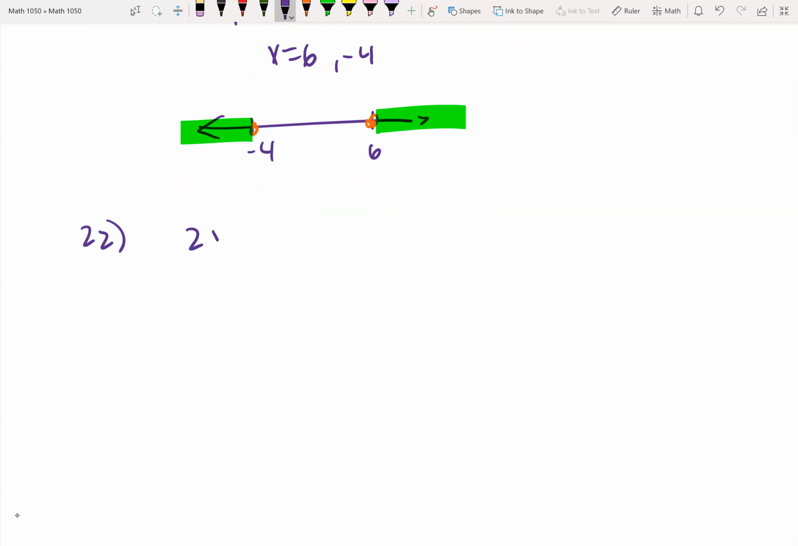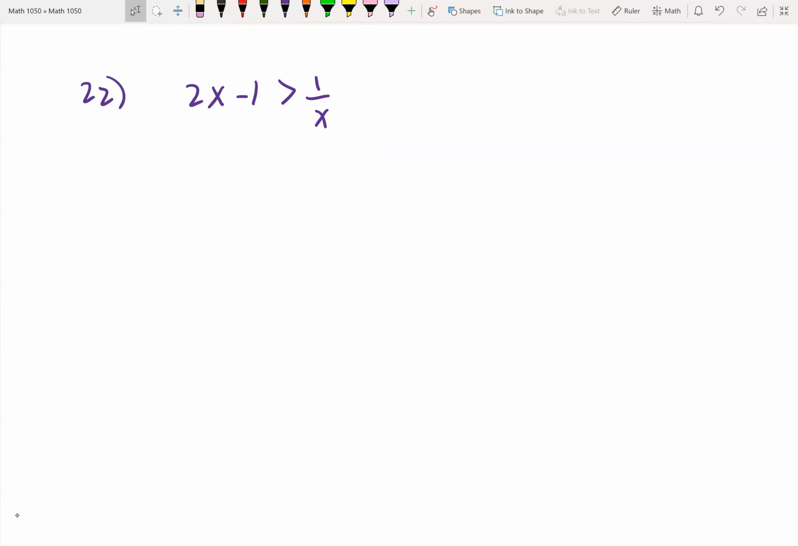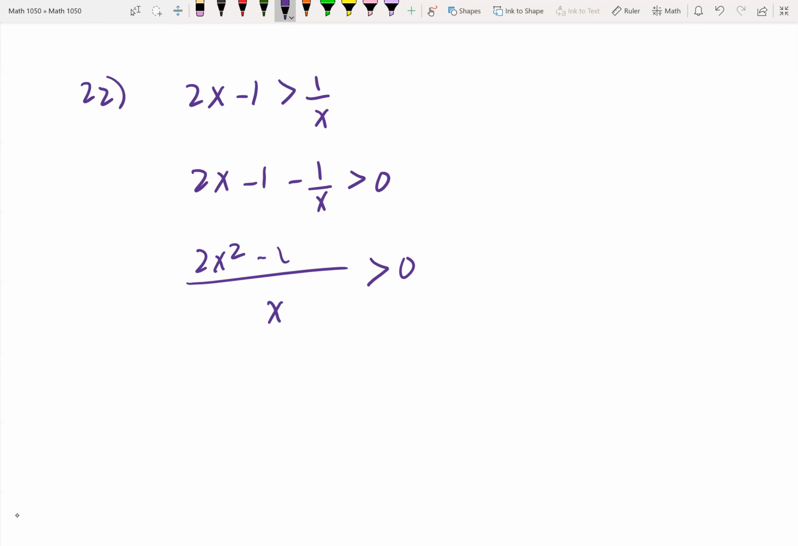Solve this. This is a critical numbers type 1. So step 1, pull the 1 over. The x over becomes a negative. Step 2, get a common denominator, which is going to be an x. Some of you are just dropping the denominator. You cannot do that. So that 2x does not have the x, and so 2x times x is 2x squared. The negative 1 does not have the x, so it's minus x. This one does have the x, so it's minus 1.